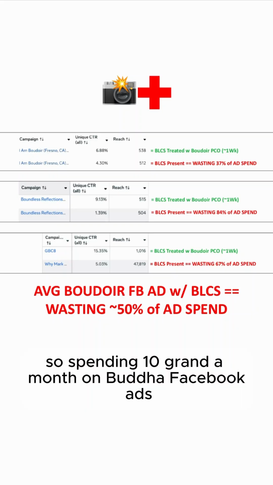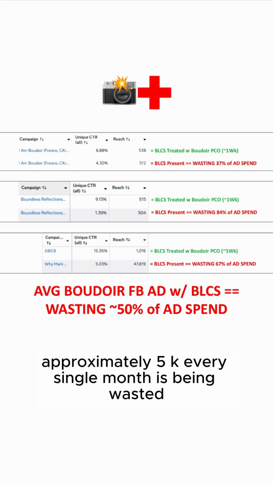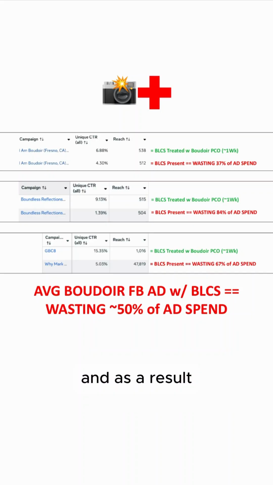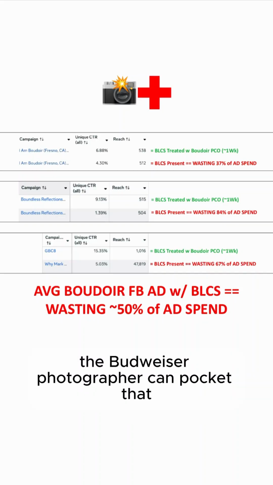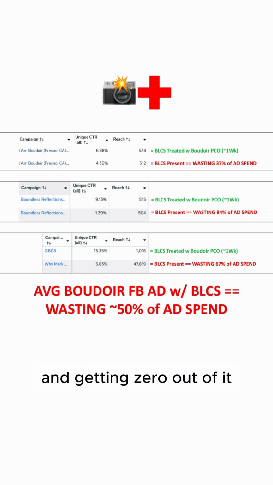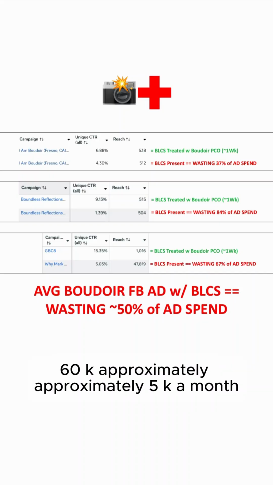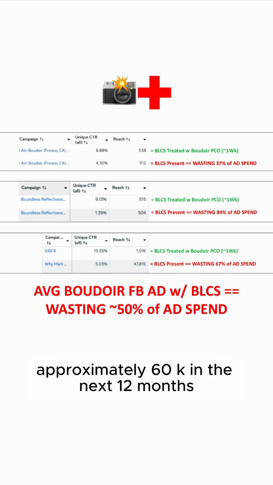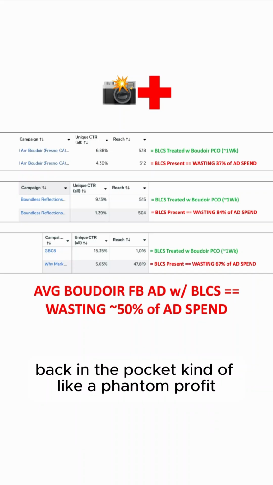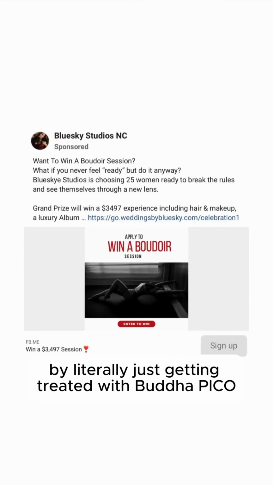So if you spend 10 grand a month on Boudoir Facebook ads, right off the rip, approximately 5K every single month is being wasted. And as a result, we can eliminate that. The Boudoir photographer can pocket that instead of sending it to the Zuckinator and getting zero out of it because it's 100% being wasted. Approximately 5K a month, approximately 60K in the next 12 months, back in the pocket, kind of like a phantom profit, Boudoir Pico profit, treated with Boudoir Pico.